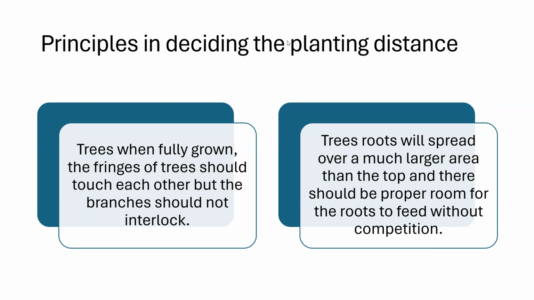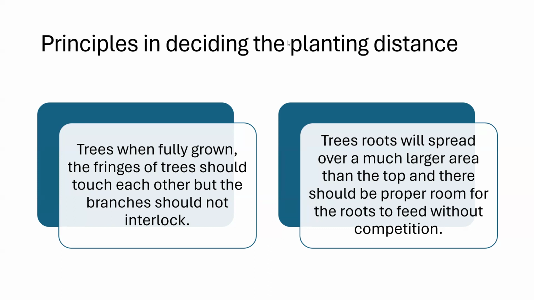So there are two main principles. First, trees when fully grown, the fringes of trees should touch each other, but the branches should not interlock. So, yung mga fringes or yung mga tips ng leaves natin, yung mga tip portion ng trees ay pwede daw na mag-touch, pero hindi pwede na mag-interlock yung mga branches. Hindi pwede na mag-cross yung mga branches ng mga trees natin.